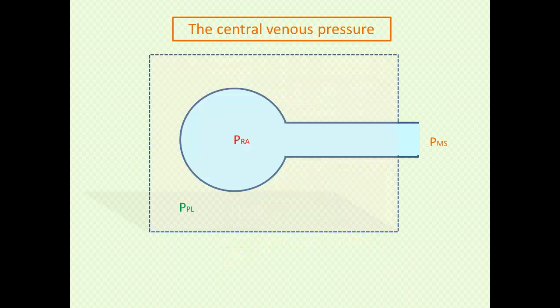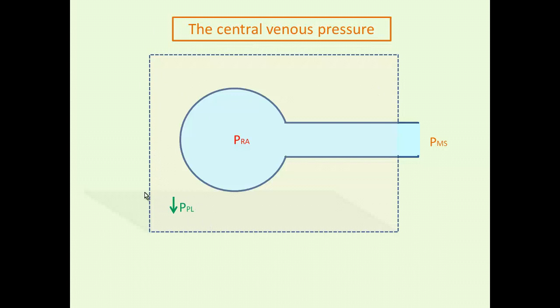And this is a cartoon to show you why. So let's say this is your mean systemic pressure in your abdomen, and this is your IVC, and this is a cartoon of your right atrium, and we can just pretend that the heart is in behind it so we don't see the rest of the heart. And this is the thoracic cavity, the pleural pressure.